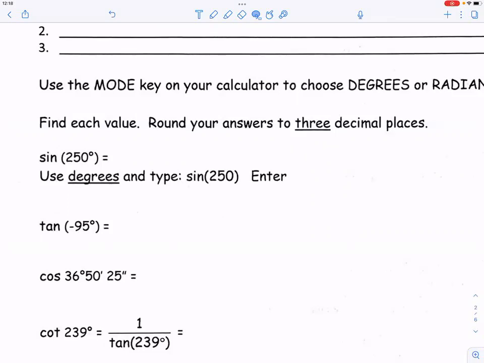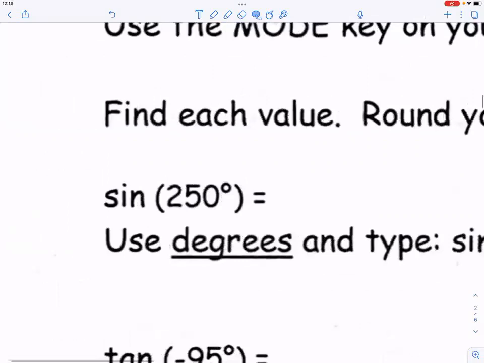For example, we are about to put this into a calculator. We are about to, but don't do it yet. We're going to do something really quickly. Look at sine 250 degrees. If I ask you, which quadrant is this angle in? Quadrant 3. Right next to it, you can write down quadrant 3.